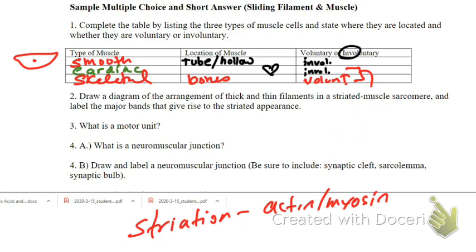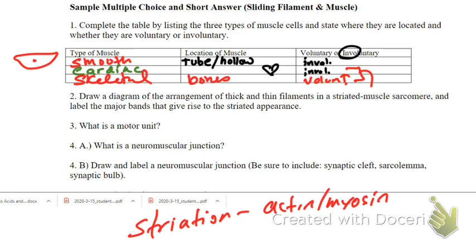Now, I also want to take a look at the next question. Draw a diagram of the arrangement of the thick and thin filaments in a striated muscle, right? I'm not going to have you do that on an exam, take home or otherwise, but you really do have to understand how a sarcomere looks in order to begin to understand how it's coming together and forming the contraction. So I highly recommend you do that, right?